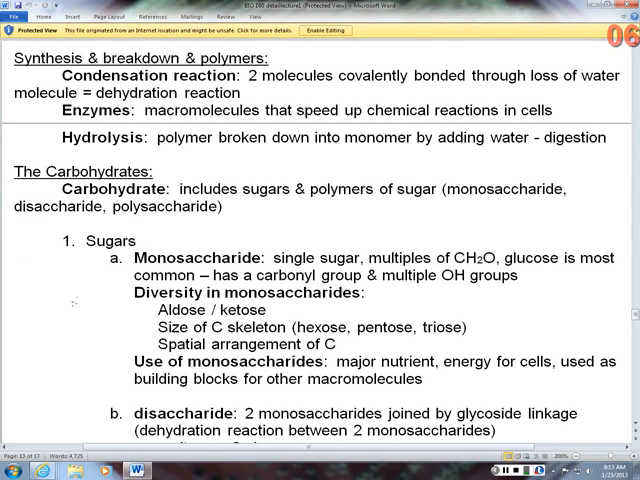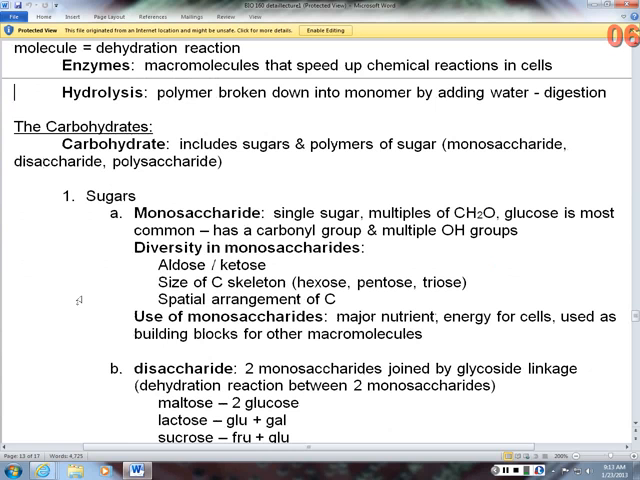So when we look at the monosaccharides, these are going to be your single sugars. And they're all going to be multiples of CH2O. So if you take a look at, for example, glucose, it has 6 carbons in there. You would have 6 carbons, 12 hydrogens, 6 oxygens, because you just multiply that whole unit and everything in it by 6. So that's the basic ratio that you have in there. And it's going to have a carbonyl group on there and multiple hydroxyl groups.